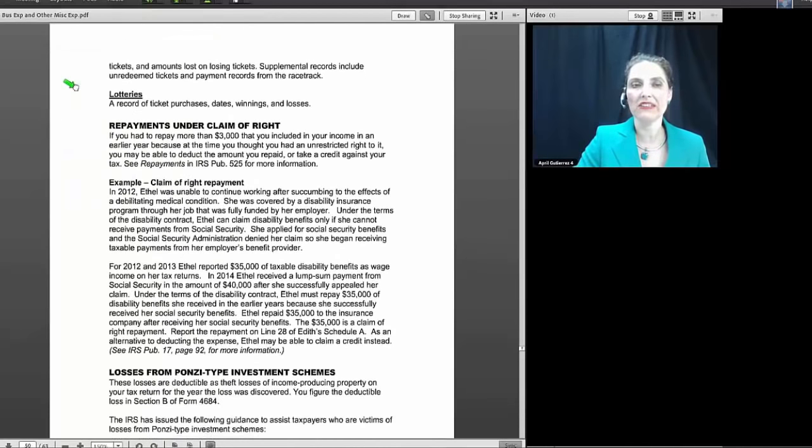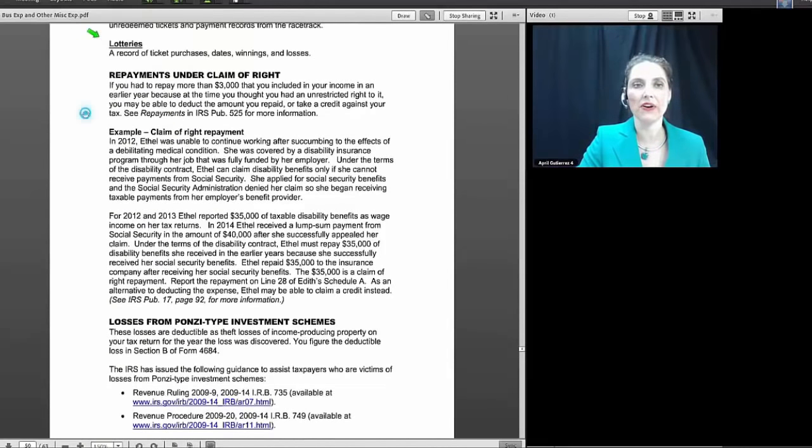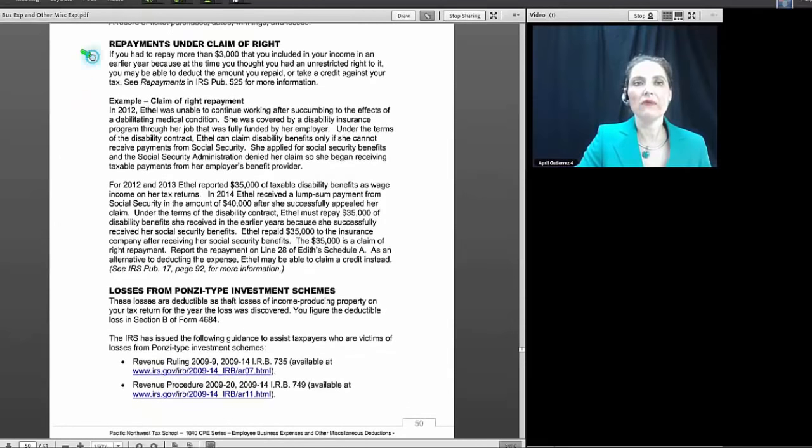They all have different requirements that IRS wants to see followed. Let's talk now about repayments under a claim of right, because although this is a relatively rare one that I run across, it does pop up certainly more than gambling losses. I think this comes up for me more than people come up to me and say they won and then they lost. And it's a pretty significant piece of information.